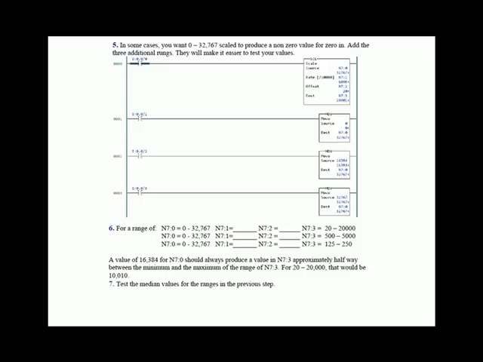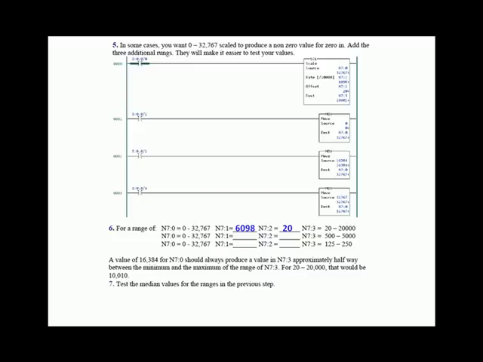Here, I want you to figure out what value for rate, N71, and what value for offset, N72, to convert 0 to 32,767 to a different range of 20 to 20,000. That means with 0 in, you want 20 out. With 32,767 in, you want 20,000 out. You should have had something close to 6,098 for your rate, and of course an offset of 20, because that's what you're doing. You're offsetting the 0 value.